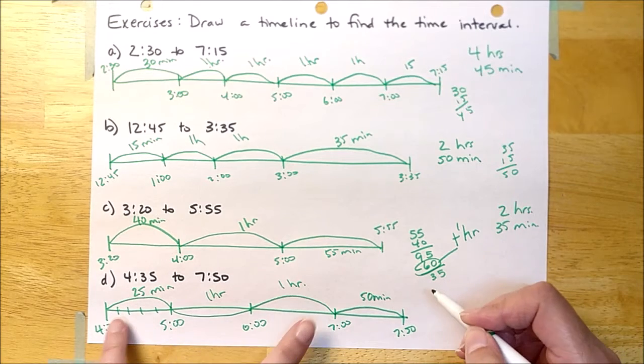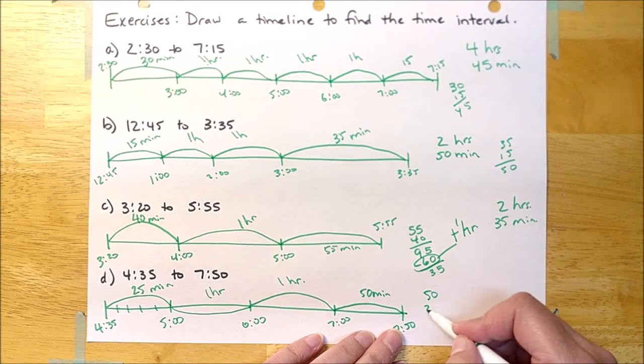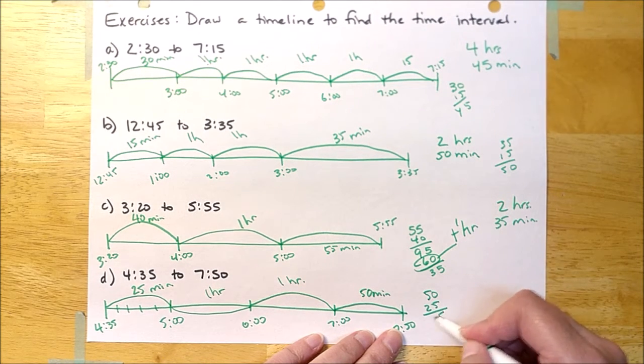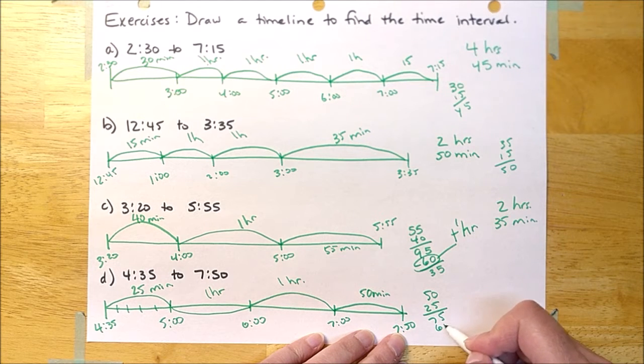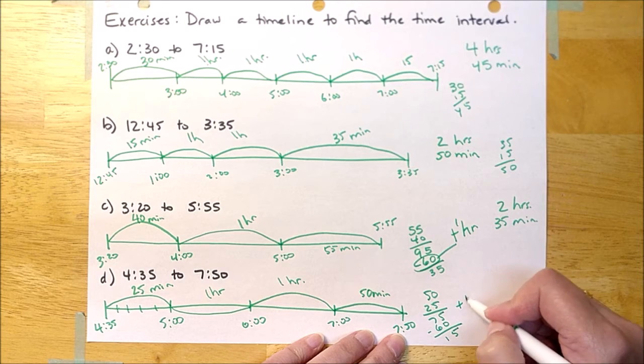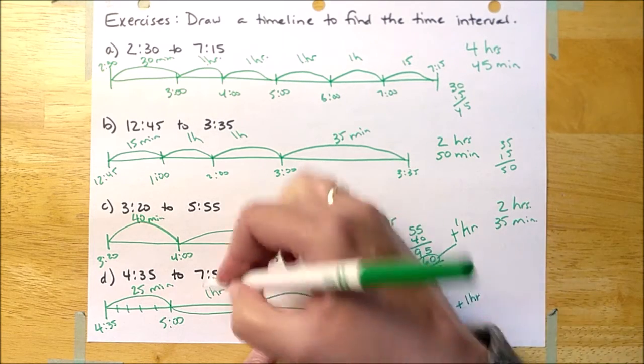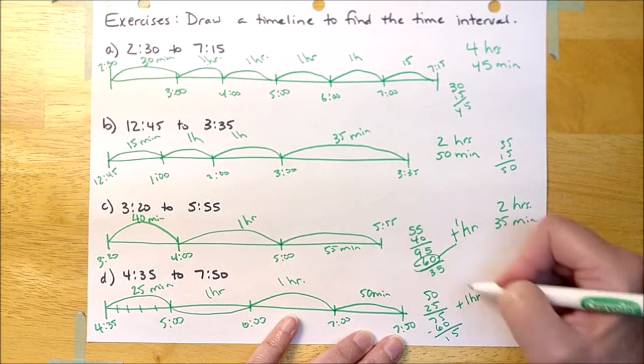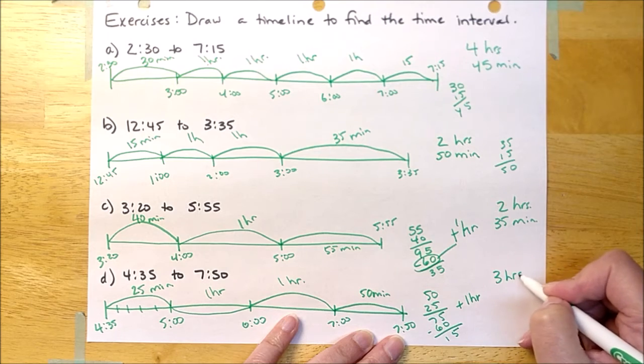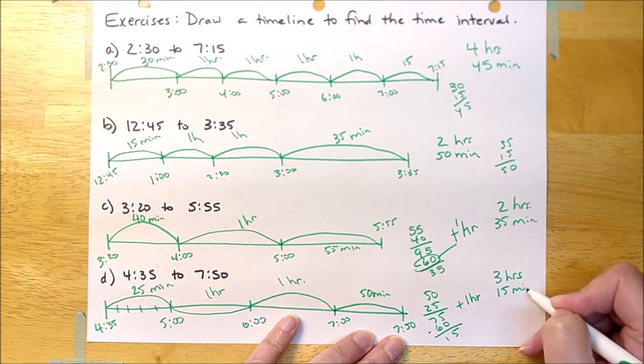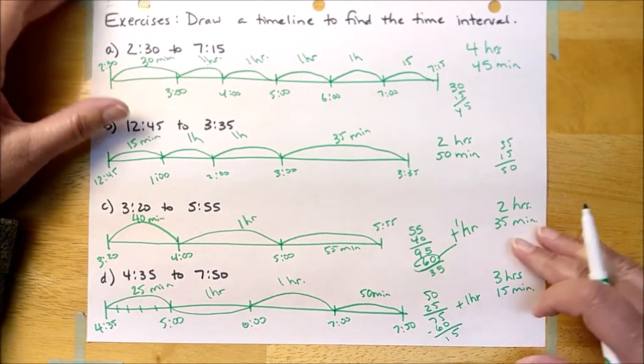So I'm going to add those two together because I know they're going to be greater than 60. So that's 75 minutes. I'm going to take an hour out of there. So that's 15. So I'm going to have to add 1 hour to my hours. So it's 1, 2, 3 hours and 15 minutes. Awesome. I hope you got those all right, grade 4.